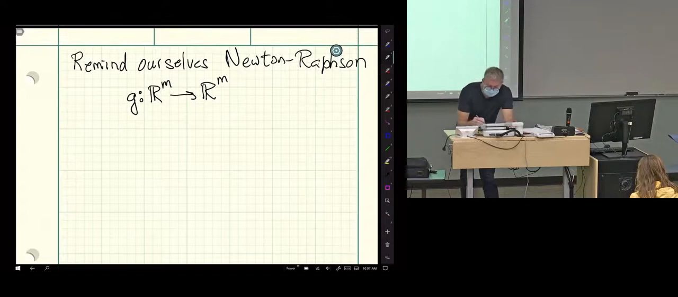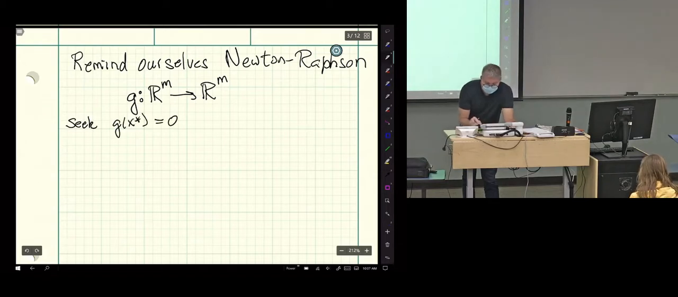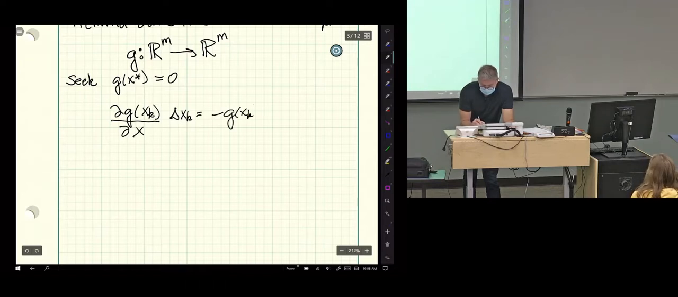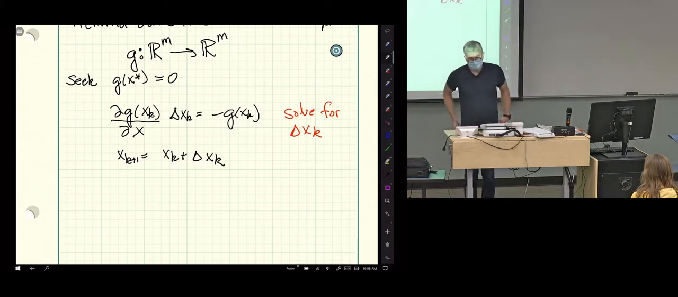And we're looking for roots of this function, so we seek g of x star equals 0, and our algorithm was dg dx times delta xk equals minus g of xk. Whoops, let me put an xk in there. You don't have to change anything in your notes, really. You just need room. We linearize about our current value. We solve for delta xk, and then we update.